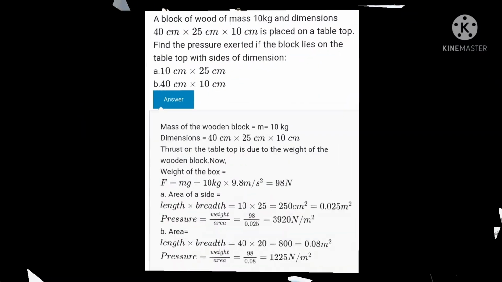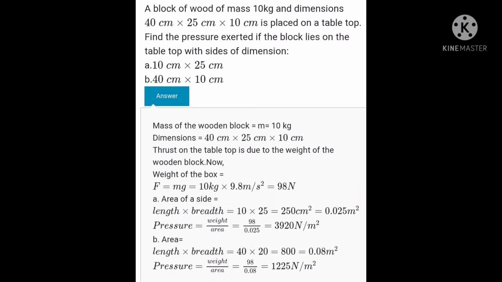A block of wood of mass 10 kg and dimensions, that is length, breadth, height, of 40 centimeter, 25 centimeter and 10 centimeter, is placed on a table top. Find the pressure exerted if the block lies on the table top with sides of dimension (a) 10 centimeter into 25 centimeter, (b) 40 centimeter into 10 centimeter.